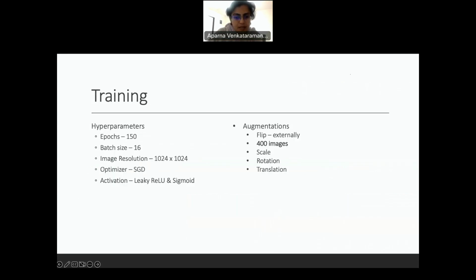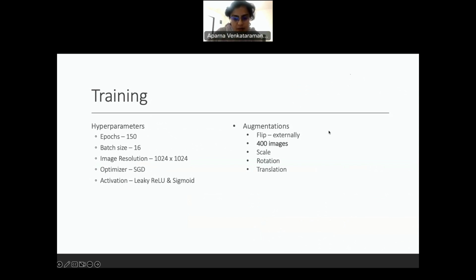We trained the model for 150 epochs in batch sizes of 16, using the default stochastic gradient descent optimizer from YOLO. It uses leaky ReLU and sigmoid activation functions for activating the neurons.